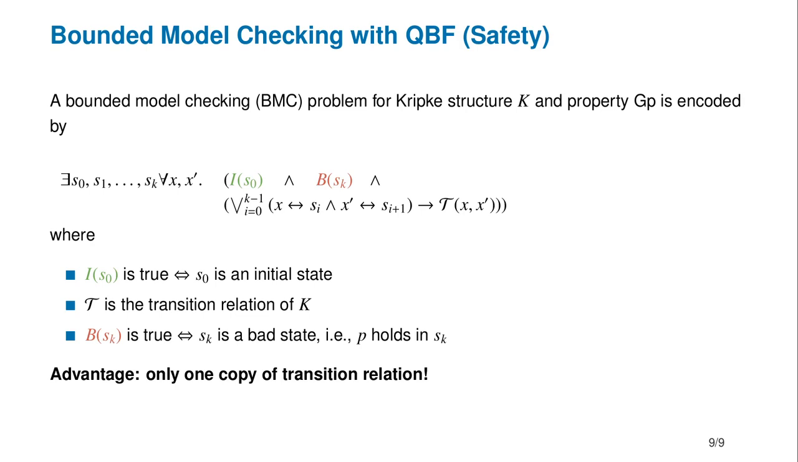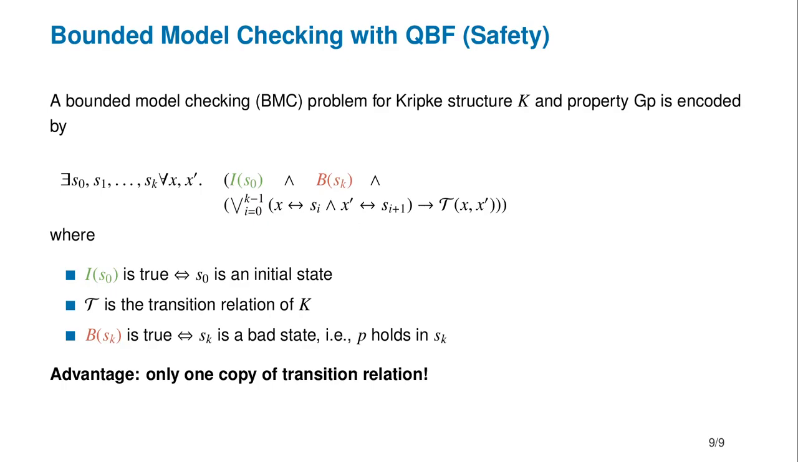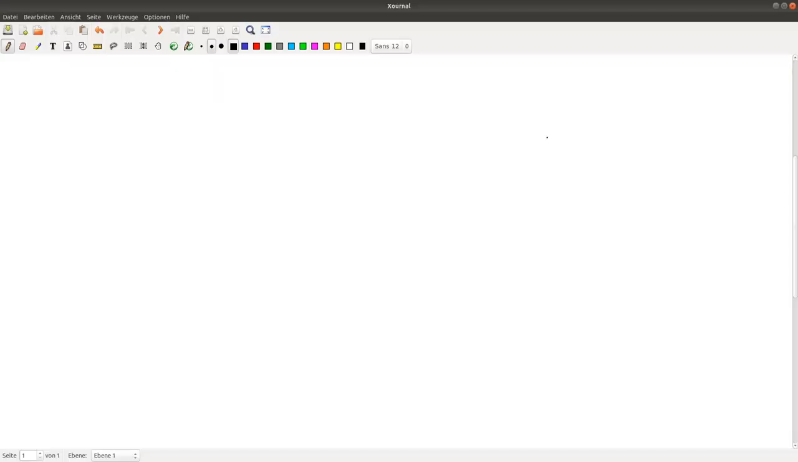Okay, and what is important is we have to remember here the semantics of the implication. Quickly remember, A implies B is only true if A is false or B is true. So only if we have the case that A is true and B is false, then we get a false.